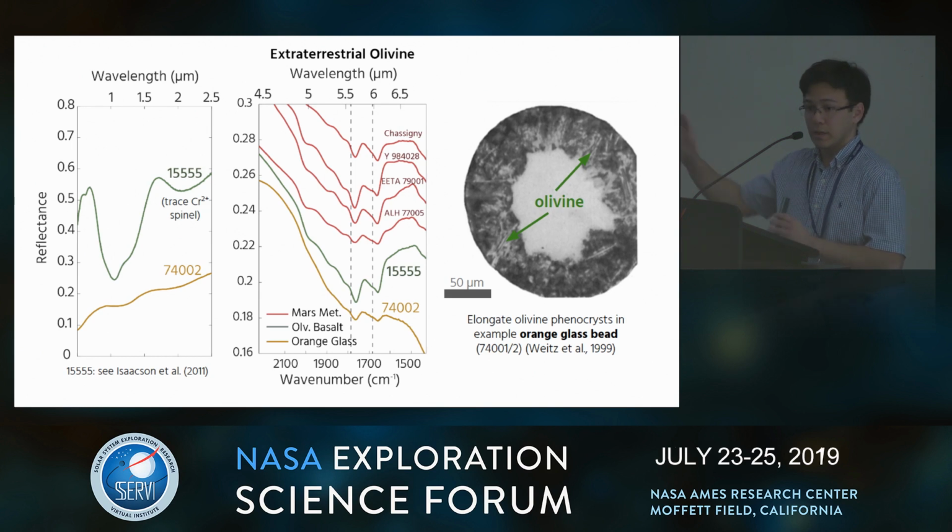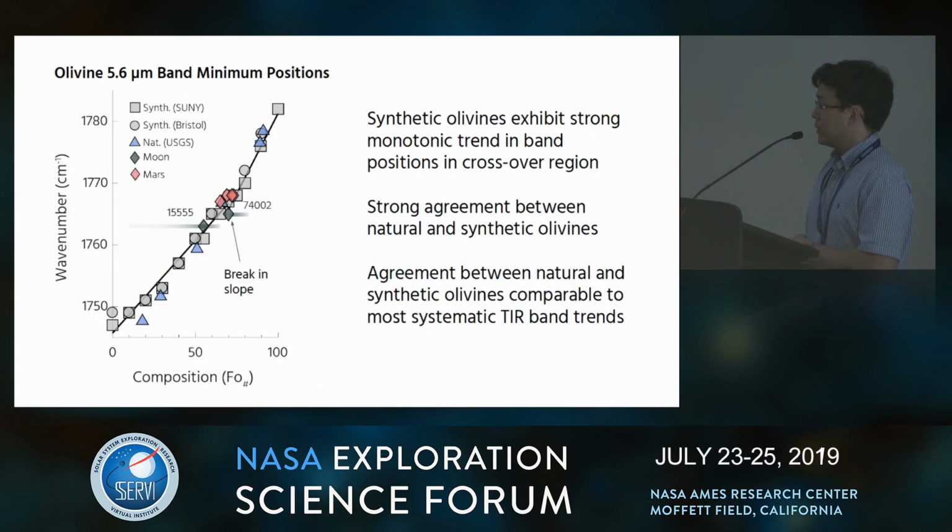The question now is, now that I've shown you all these plots, how do the band positions actually line up between samples of different provenance? So what I've done here is I've prepared two plots, and I'll show you them one at a time. Both plots show the position of each band, in this case first the 5.6 micron band, with respect to olivine composition, and then I've plotted this up in wave number, and the colors of the different symbols correspond with the different suite or planetary provenance of the material.